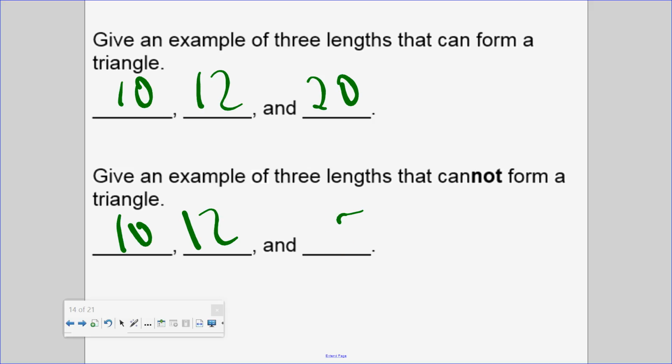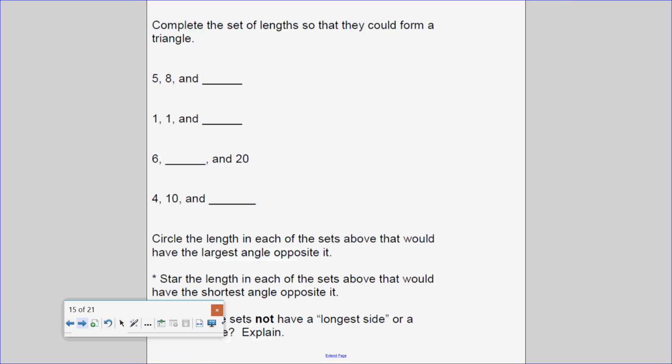But no, these are the two smaller sides. So 10 and 12. That's 22. So let's pick 30. Are the two smaller sides of 10 and 12 greater than the third side? No. So complete the set of lengths so they can form a triangle.